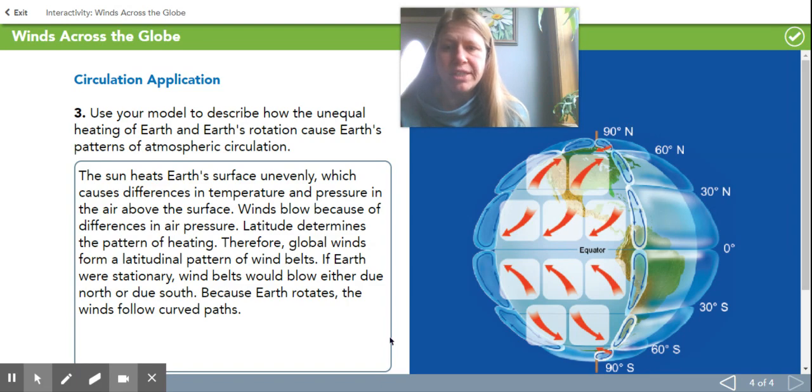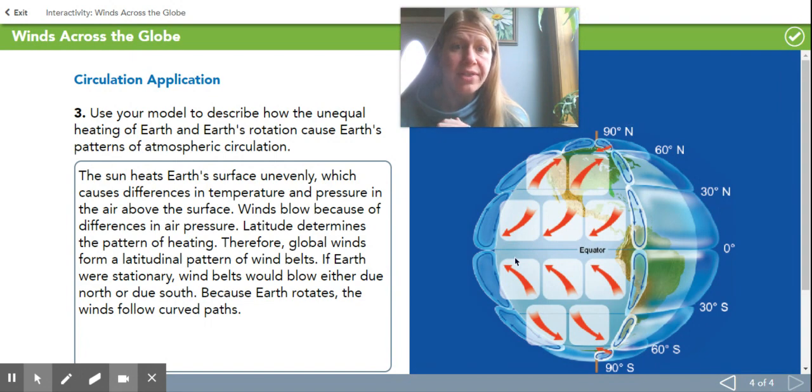Latitude determines the patterns of heating. Therefore, global winds form a latitudinal pattern of wind belts. If Earth were stationary, wind belts would blow either due south or due north. Because Earth rotates, the winds follow curved paths. So the Earth is constantly rotating, and you can see here that because the Earth spins around, we know that the Earth's winds are curved.